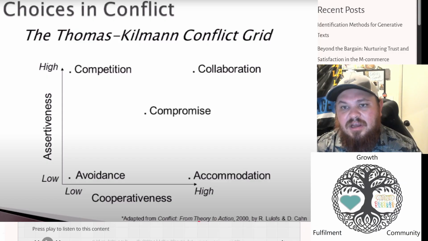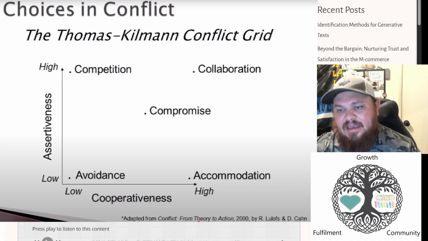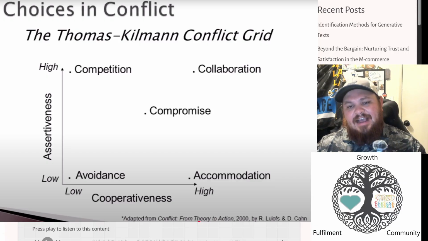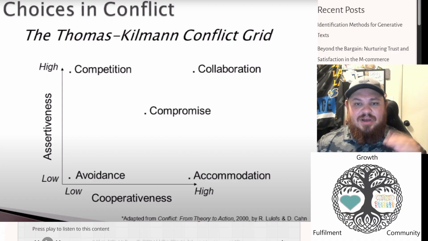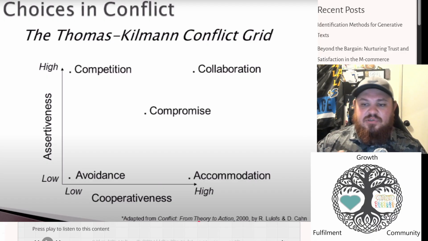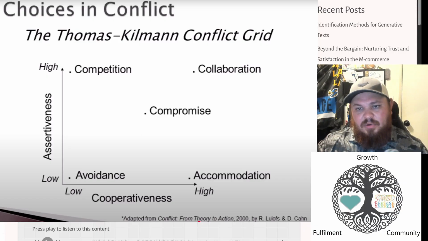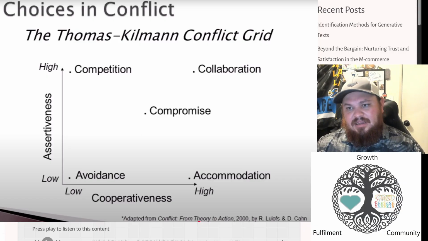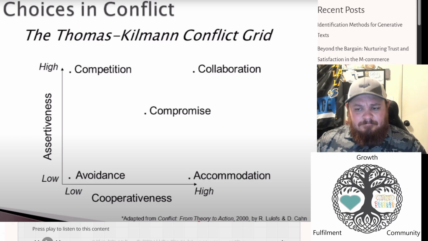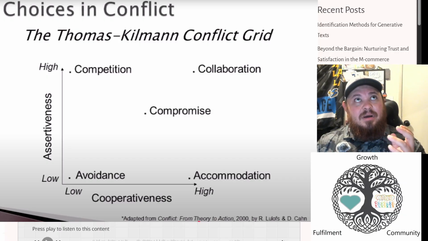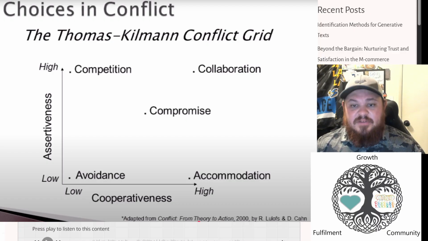Here we have choices in conflict, the Thomas-Kilmann conflict grid. This is adapted from Conflict from Theory to Action, 2000, by R. Lulofs and D. Cahan. As you can see, this grid has a y-axis and an x-axis, where the y-axis is low to high assertiveness, and the x-axis is low to high cooperativeness. You can see these bullet points with each mode, which would be competition, avoidance, compromise, collaboration, and accommodation. In what situation would these modes be beneficial?